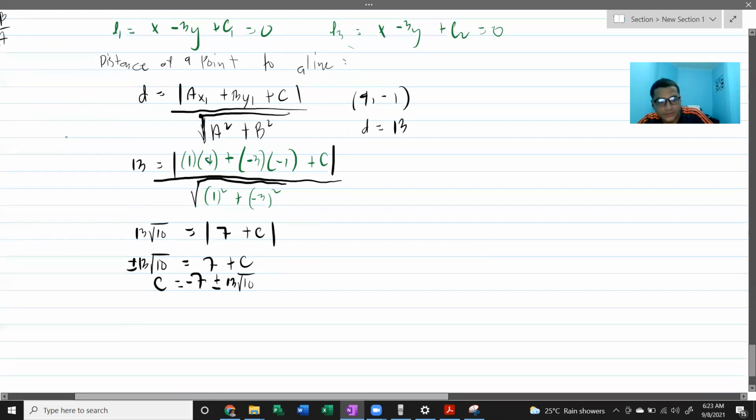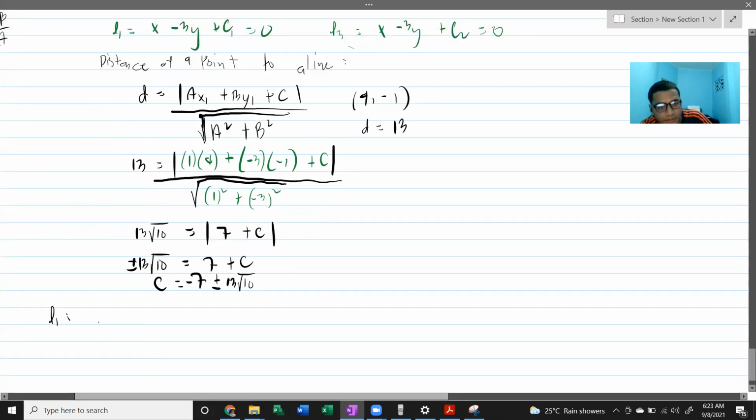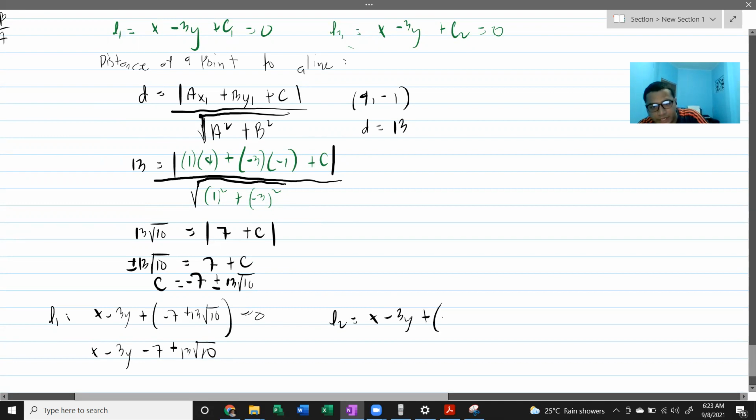Okay. Now, let's go back to the ball games. We have, for our first line, L1, x minus 3y plus negative 7 plus 13 square root of 10 equals 0. So x minus 3y minus 7 plus 13 square root of 10. Okay? Now for our L2, we have the same, just yung sign lang yung naiiba.